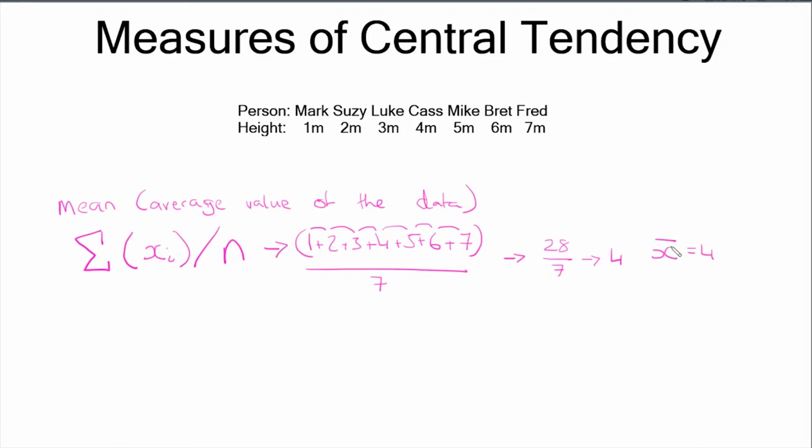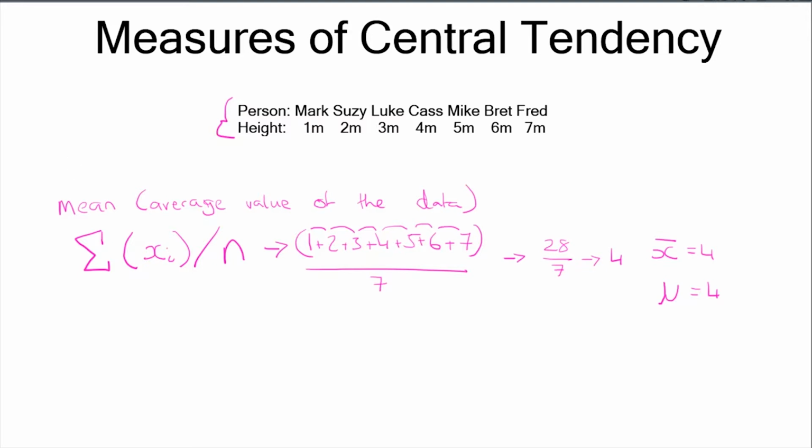If this was a population, we would say that our mu is equal to 4. We aren't told whether this is a population or a sample. I intentionally didn't, but it's either one of these two.